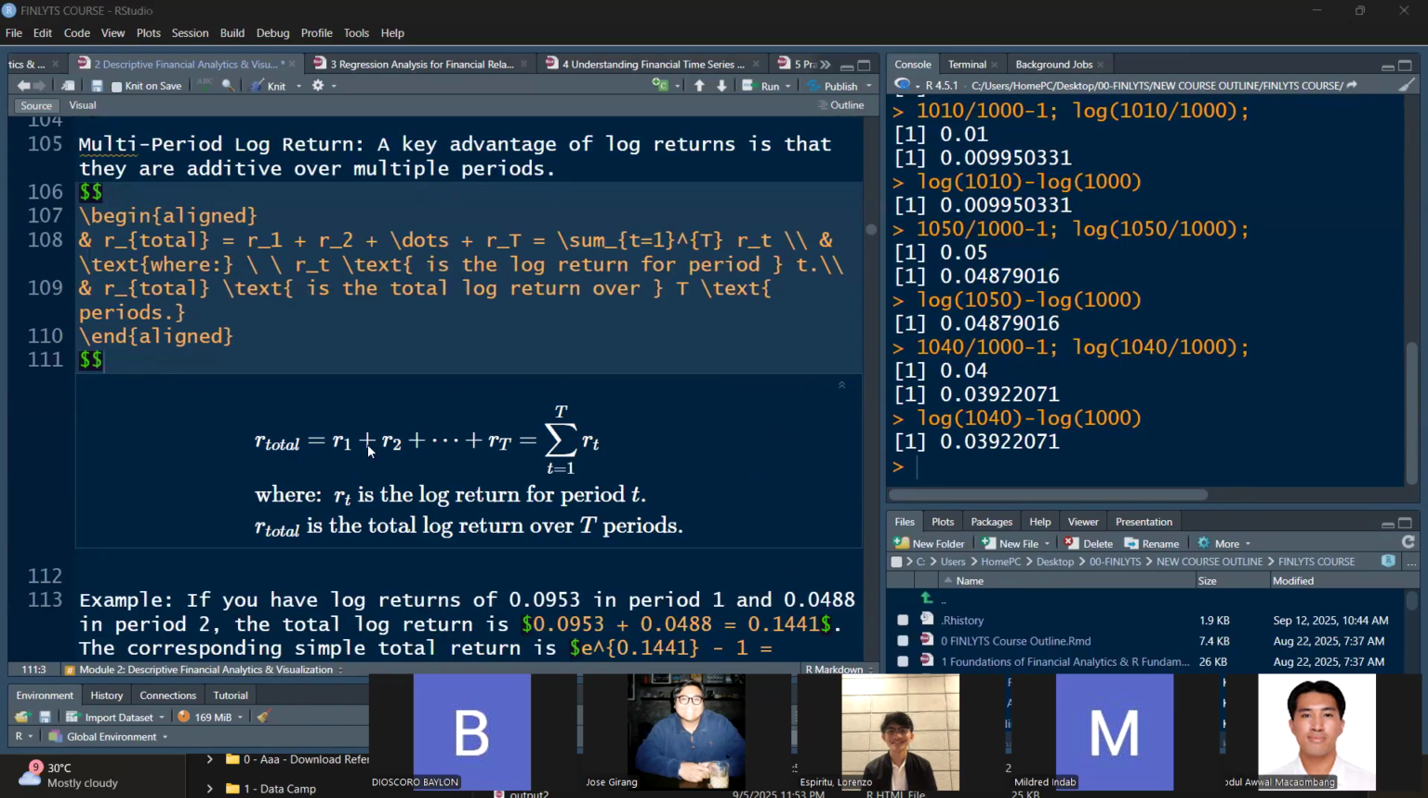So you have r1 plus r2 plus r3. These are your log returns over T periods, class. To get the total return, you just add them. We can create an Excel sheet, class. Maybe I'll just send it over, just to show you how we can prove that indeed the total log return is equal to the sum of the individual returns.